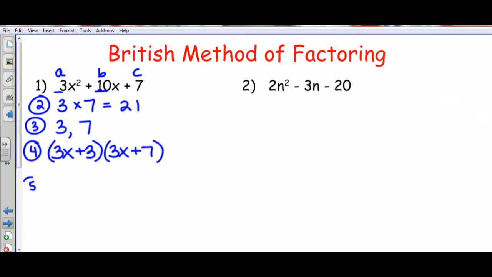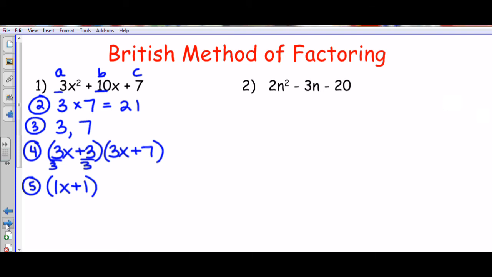Now in step 5, I want to see, can I simplify either one of these sets? Now remember, one may simplify and one may not. Or they both may simplify. Or they both may not. So if I look at my 3x plus 3, they both have the number 3, so I can divide both of those numbers by 3. 3 divided by 3 is a 1, so I'll be left with a 1x. And the other 3 divided by 3 is also 1, so I'll have a plus 1.